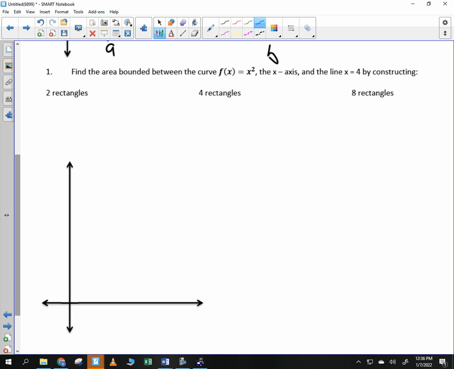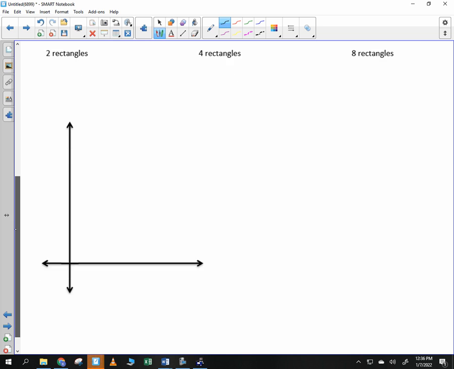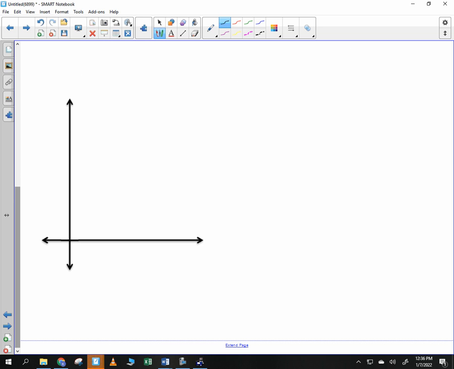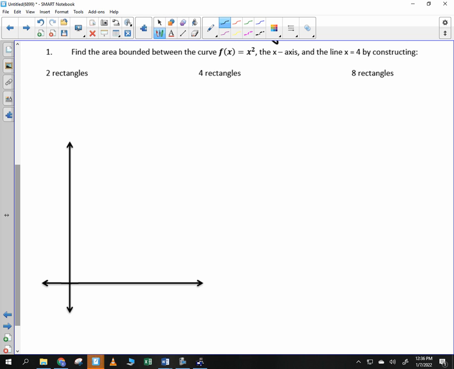Let's find the area bounded between f of x is x squared and the x-axis and the line x equals 4 by constructing 2, 4, and 8 rectangles. So this will model the first problem that you do on your assignment. What we do is we draw the curve x squared, which looks like that. We are going to bound it by the x-axis, which is right here, and we're also going to bound it by the line x equals 4. What kind of a line is x equals 4? A vertical line. So let's draw a vertical line at x is equal to 4.